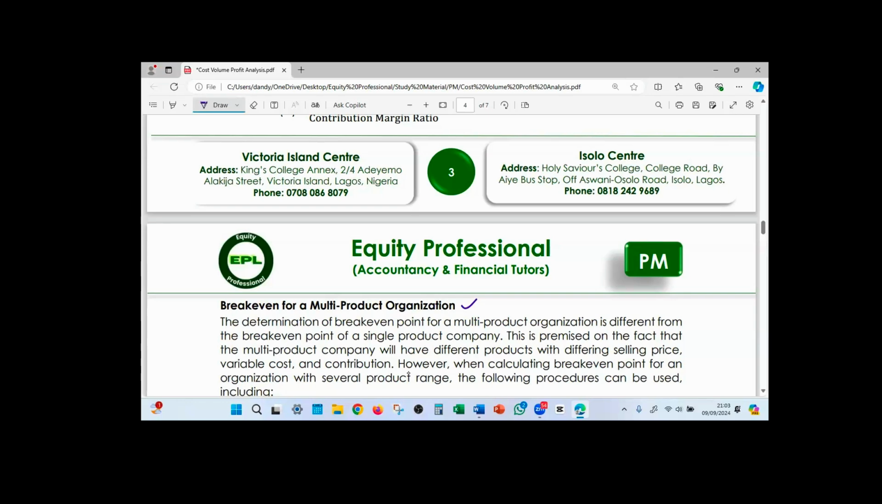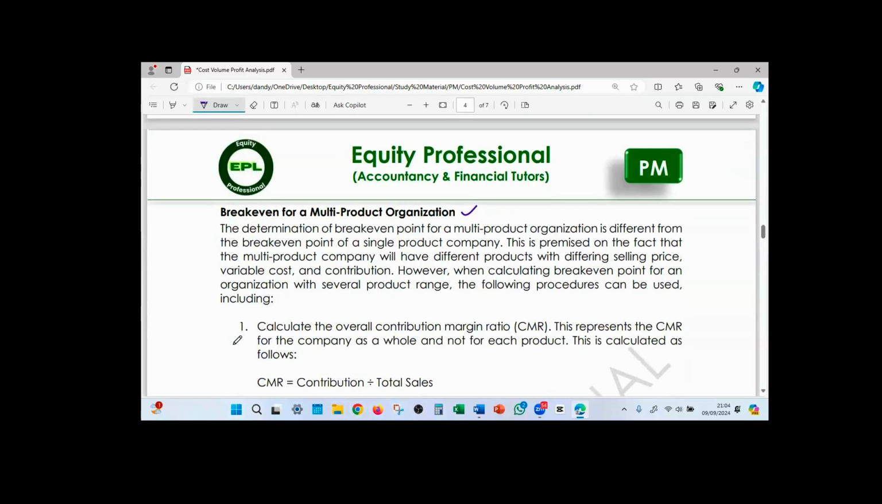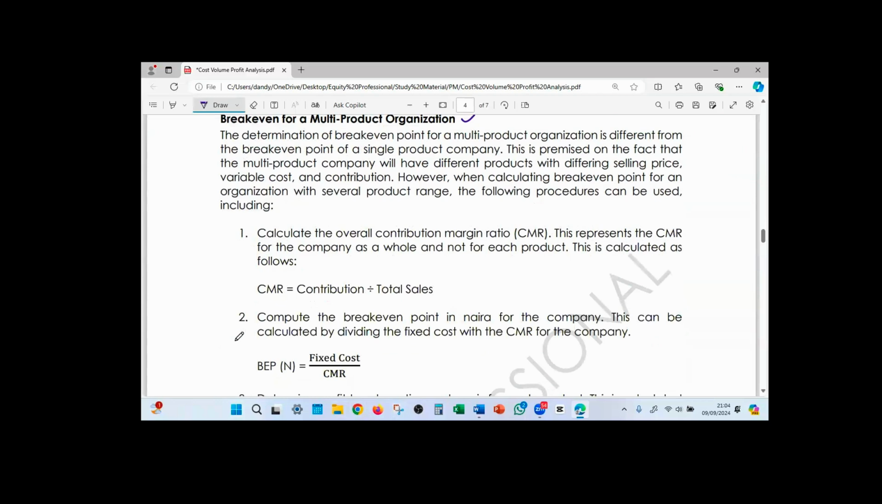Therefore, it is important to follow the predetermined procedures to determine break-even points in Naira as well as in units for a multi-product organization. Now, when you want to determine the break-even points for a multi-product organization, there are 5 key procedures you are supposed to carry out. The step one you should consider is to determine the overall contribution margin ratio.